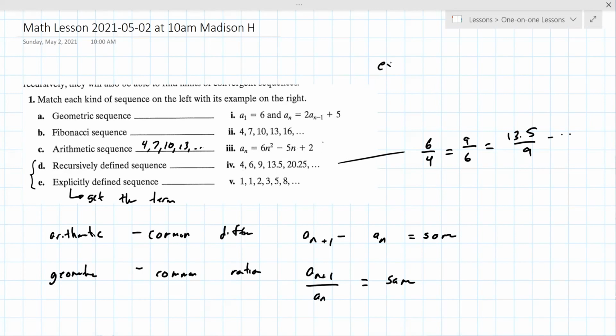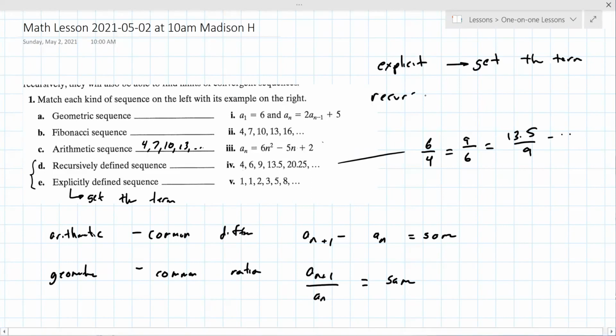So the difference is that with the explicit, you get the term right away. The recursive means that you need a previous term. And that's what this a sub n minus 1 refers to. Hopefully that's kind of clear. Yeah, that makes sense. Okay.